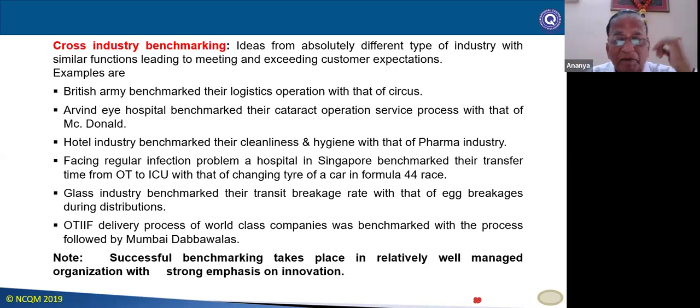Therefore, successful benchmarking takes place in relatively well-organized companies with a strong emphasis on innovation. Yes, we have to think entirely out of the box. A conventional way of working will result in only 10% improvement.